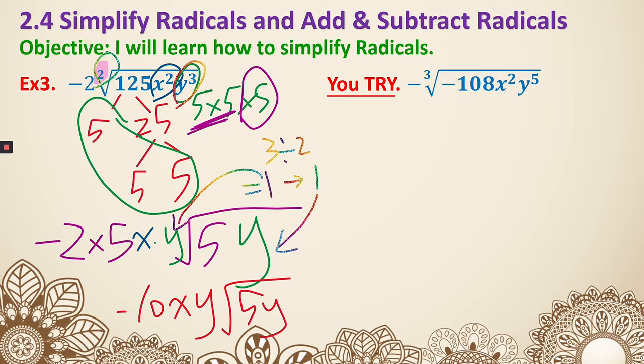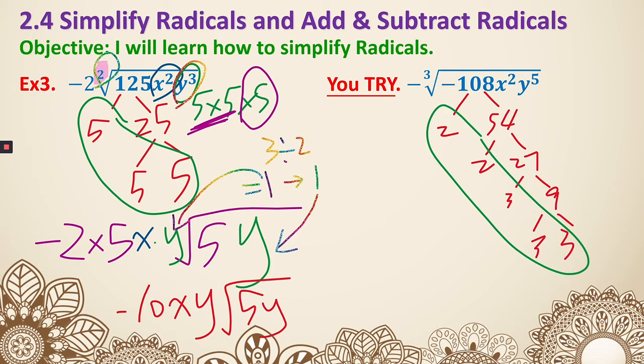First, I'm going to take apart negative 108. So it's 2 and 54, and 2, 27, and I have 3, 9, and then 3 and 3. Okay, just look at the numbers that are not branching out. So I have 2 times 2 times 3 times 3 times 3. And the index is 3, so I'm looking for triples. And I do see I have a triple right there. So it's a negative sign outside, then I have the 3.